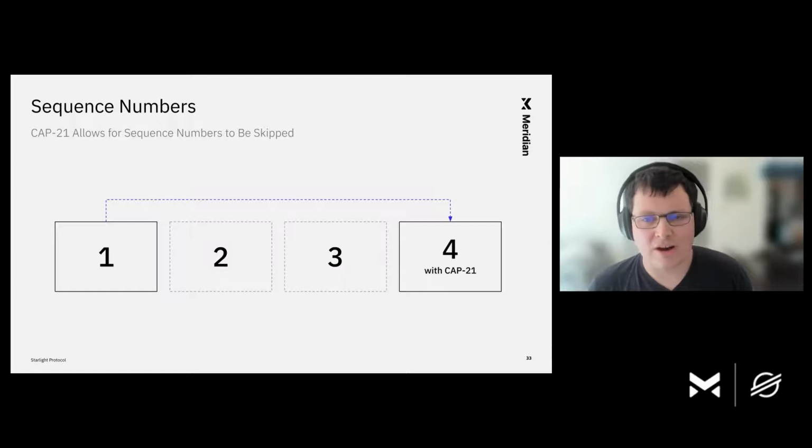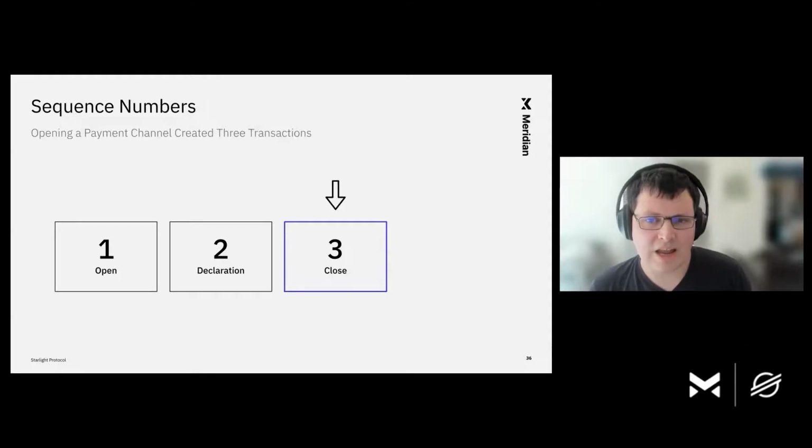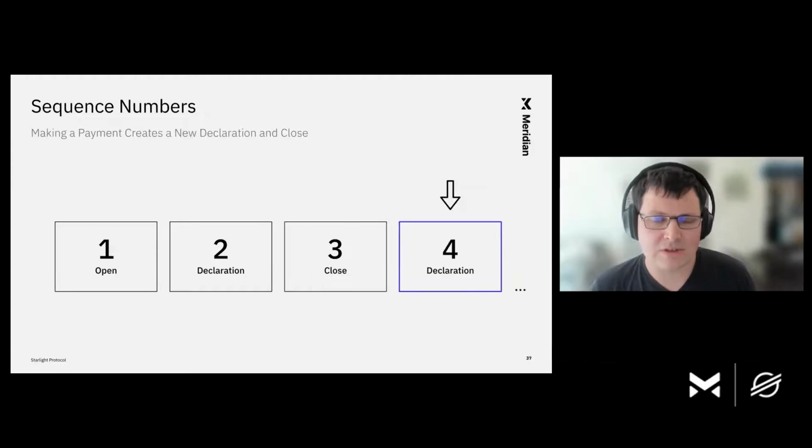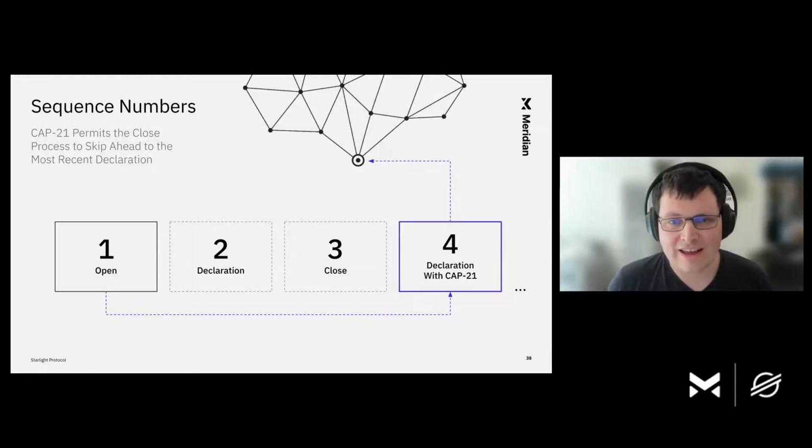Using our transactions so far as an example, Alec and I signed 3 transactions at the beginning: the open, the declaration, and the close. The first payment that Alec sent me created a new close agreement that occupied sequence numbers 4 and 5. If we decided to close the channel after that payment, we would simply submit transaction 4, declaring the start of the close process. Submitting transaction 4 puts the channel into a state where the next transaction, transaction 5, the close transaction, can execute.